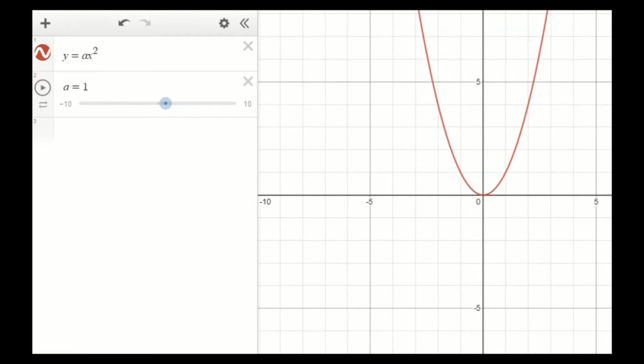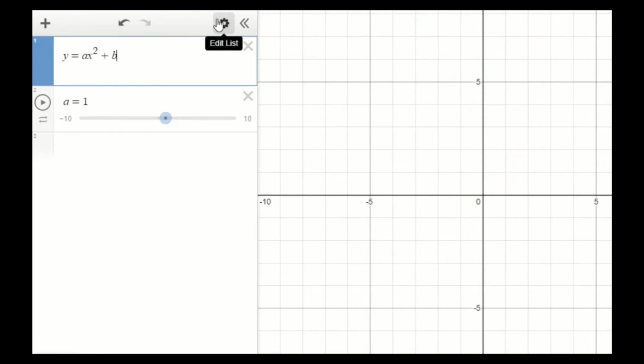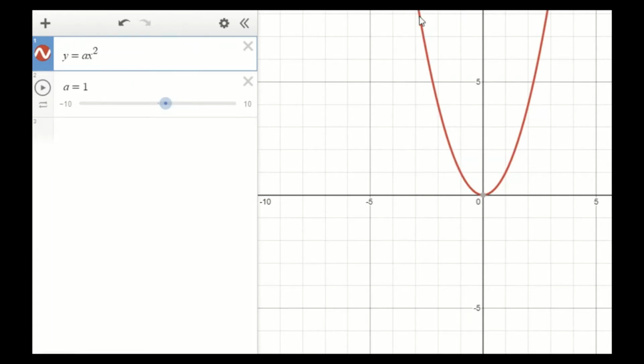Let's take a look at this function. You'll notice here I've got just ax squared, so I'm ignoring the plus bx plus c. I'm just going to assume that b and c are 0 here, so I'm going to delete those. So we've got this parent quadratic function, and what we want to do is examine what happens as the a value changes. There are really two different things that the a value controls.